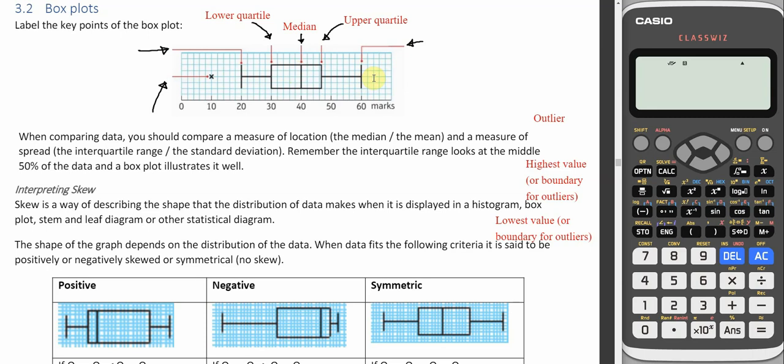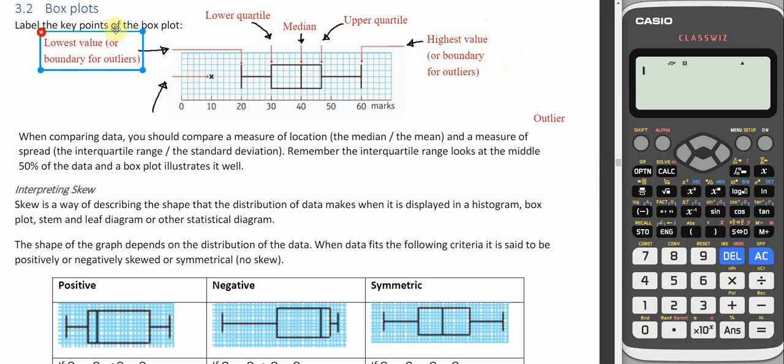Going to the far right hand side now, this value on the far right hand side is either the highest value in the data or it's the boundary for outliers. It could be one of those two things. Same at the lower end. This one here is either the lowest value in the data, or it could be the boundary for outliers at the lower end.